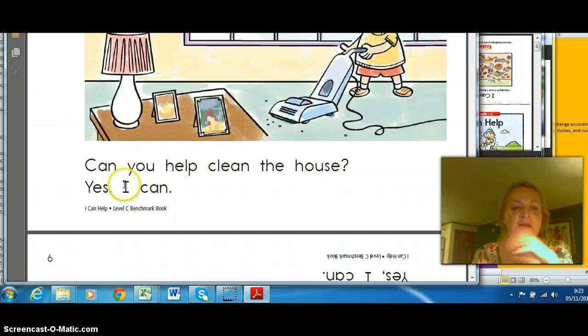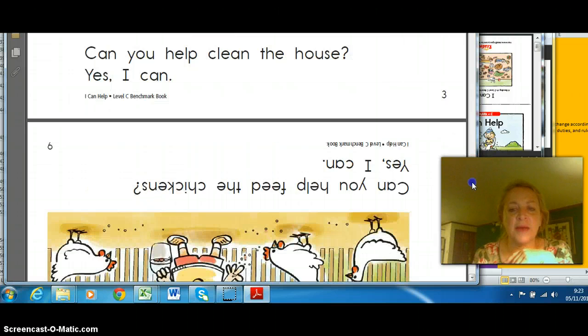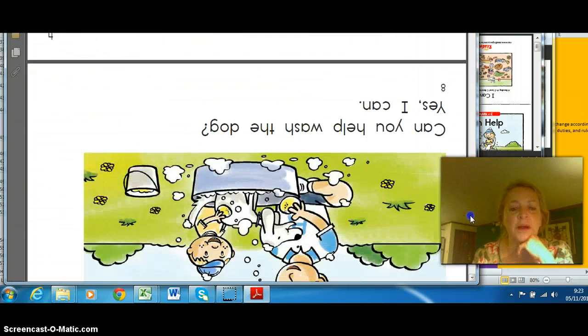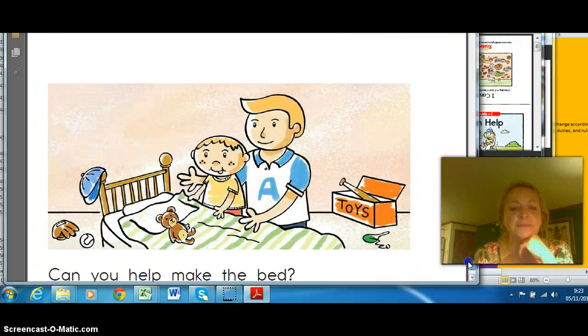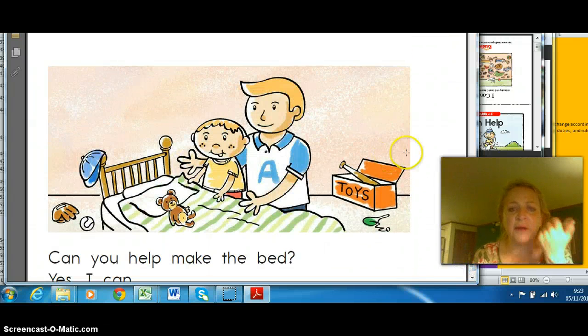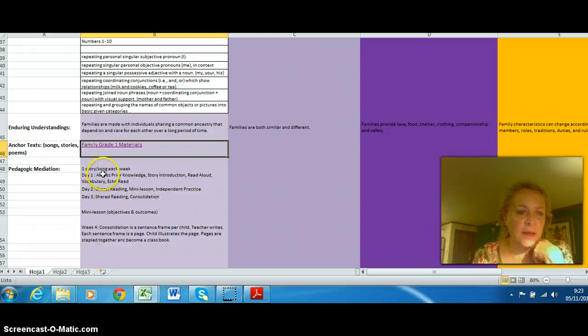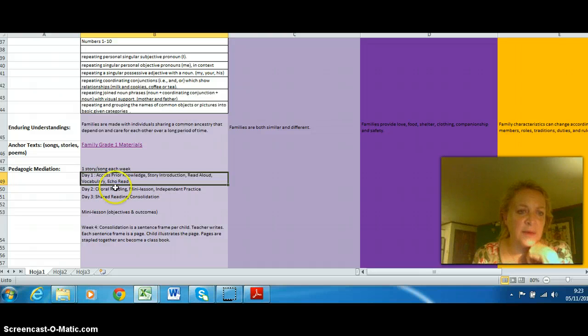Can you help clean the house? It's a full sentence, 2 sentences, but still very highly patterned with a lot of visual support, so that the kids can participate in a read aloud. I'll show you here. They can participate in accessing prior knowledge, story introduction, read aloud, do some vocabulary work, and then an echo read. Second day, they choral read, do a mini lesson on a language form or some vocabulary, independent practice.